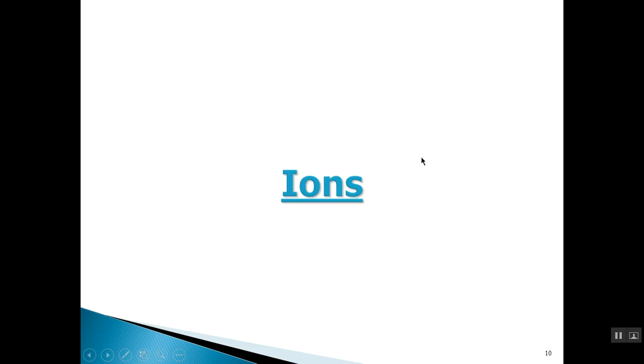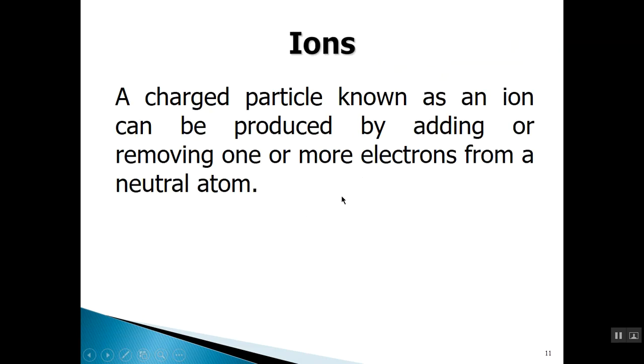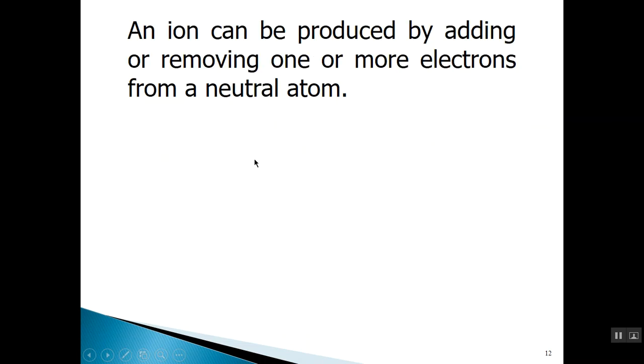Okay, now as far as ions are concerned, we were introduced to them briefly before. We talked about ions being basically atoms or collections of atoms that end up with a charge by the addition or losing of one or more electrons. So that's what ions are. Now, what we'll be talking about here is the formation of monatomic ions, ions formed from just one atom. It says here an ion can be produced by adding or removing one or more electrons from a neutral atom, and we're going to see some examples of this.